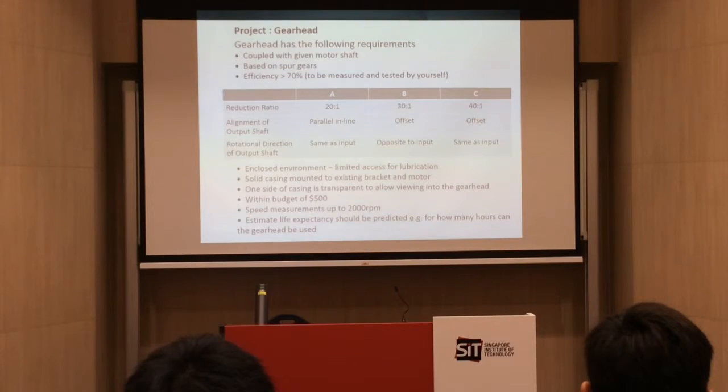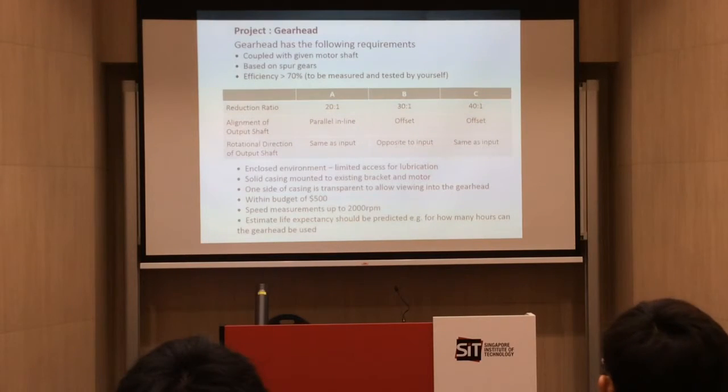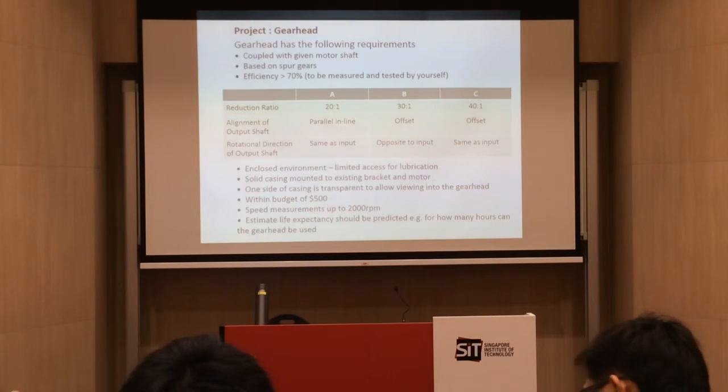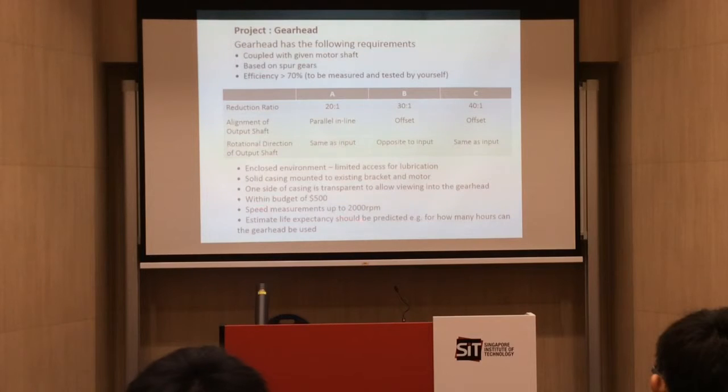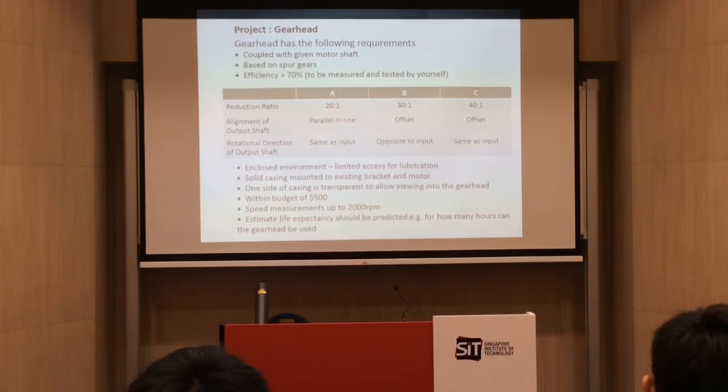You have a budget of $500. I think last year the average cost was about $350. This year I think you're going to need more parts, so hopefully $500 will be sufficient for you. Speed measurements, I think we go up to about 3,000 rpm in terms of the motor speed. You also have to estimate the life expectancy of your gearbox. Any questions? Any questions so far?